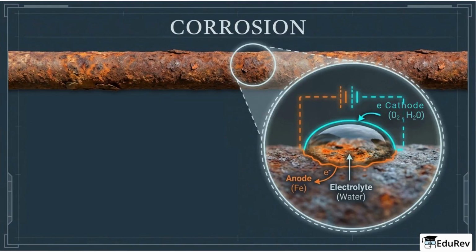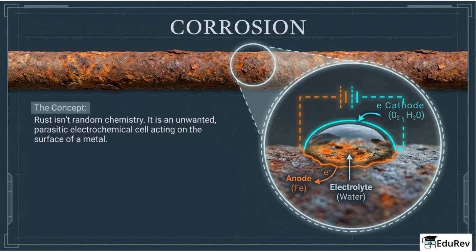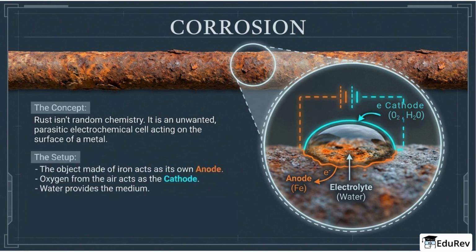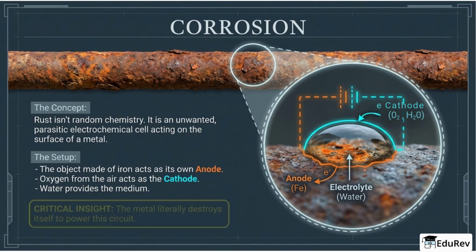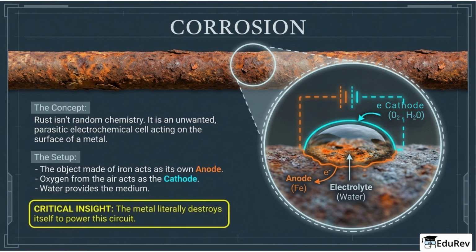Corrosion is the next major topic, and the slide defines it clearly. Rust is not random damage, but an unwanted parasitic electrochemical cell on the metal surface. Iron acts as the anode, oxygen from air acts as the cathode, and water provides the medium. The metal is literally powering its own destruction through an electrochemical pathway. That idea is the conceptual core of corrosion.